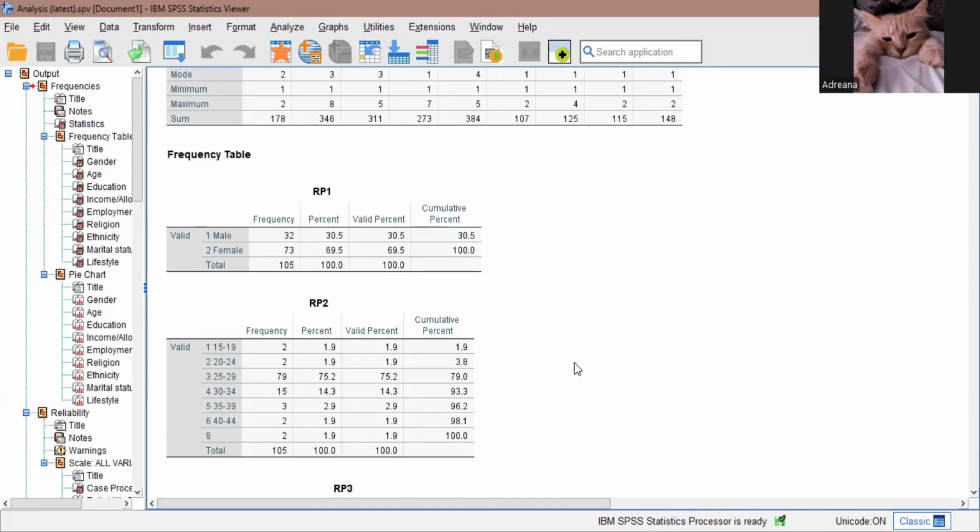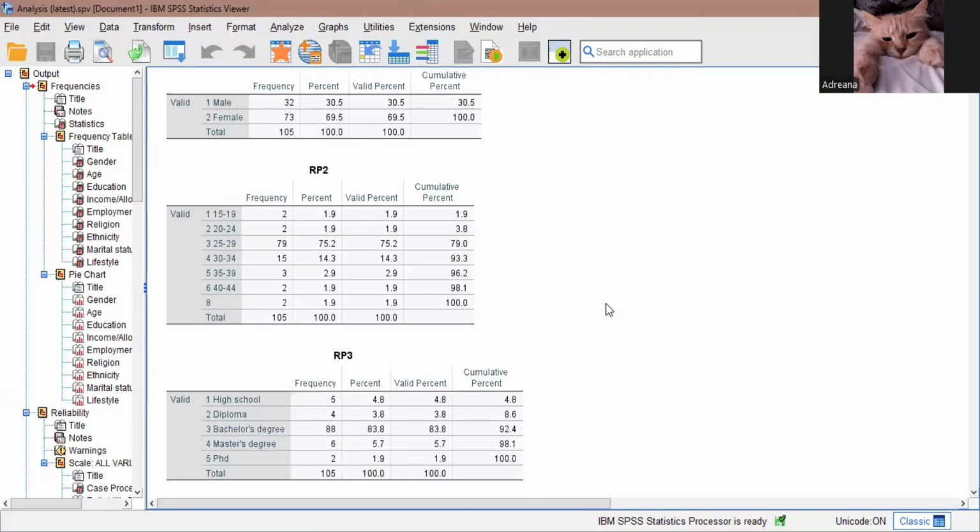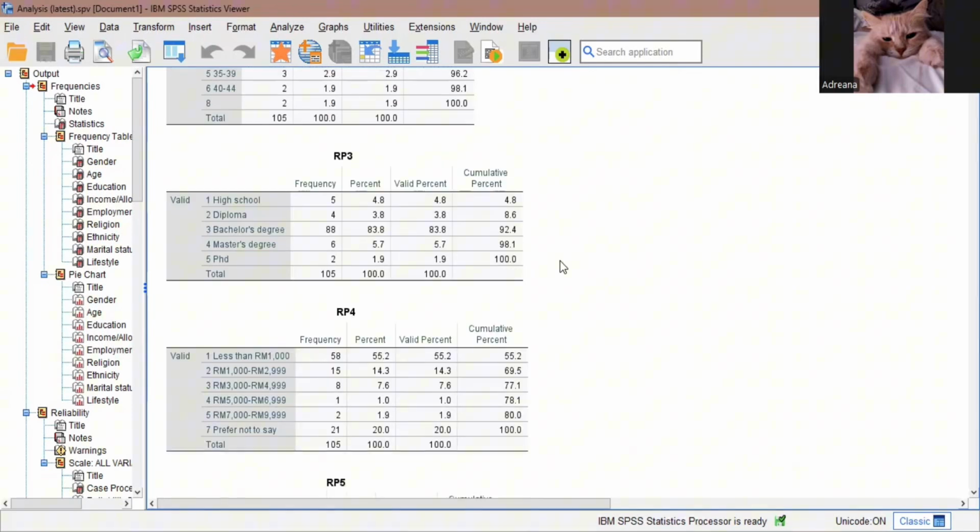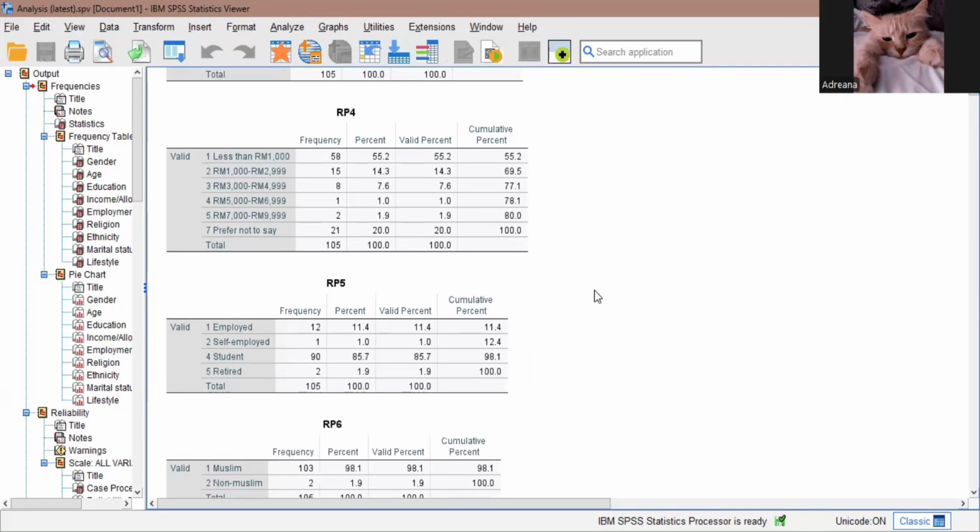Okay, so as you can see here, the first one is RP1, which is the gender. There are 30.5% male and 69.5% female respondents, and then for RP2 we have the age. The highest is 75.2%, respondents aged between 25 to 29 years old. And then RP3, which is on the education, 83.8% of the respondents are in bachelor's degree. And then RP4, the allowance or income, most of the respondents have an income of less than 1,000.